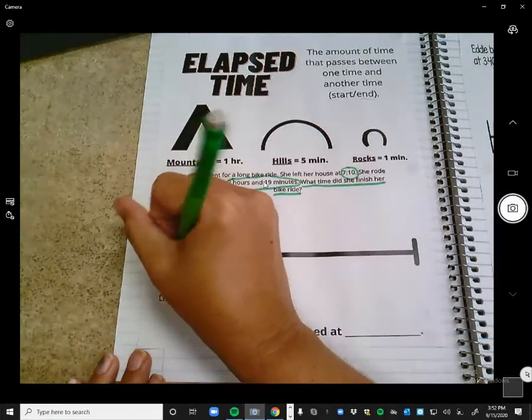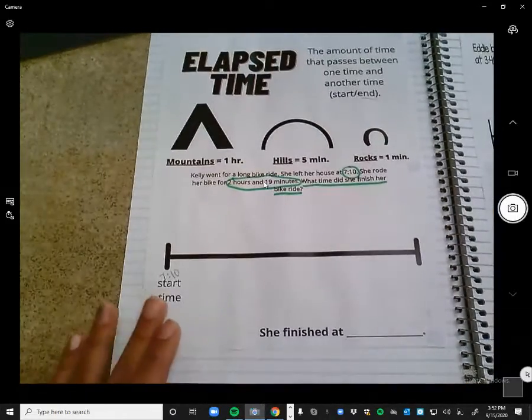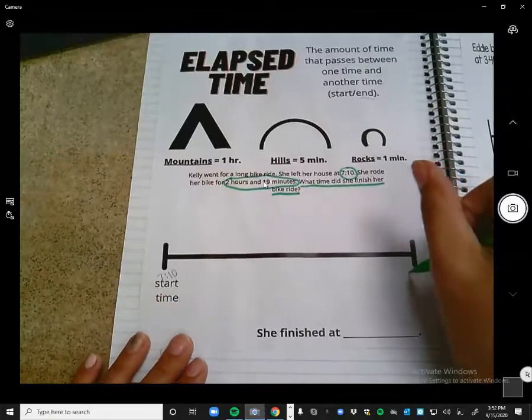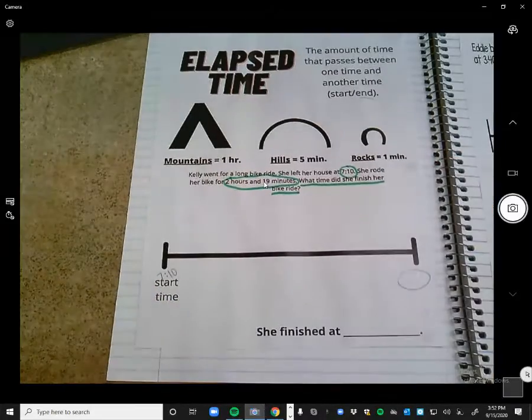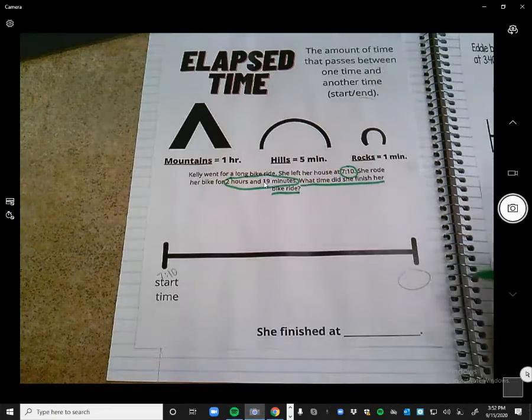10. So I like to write that by the start time. So I know start is over here and end is going to be over here. So I'm going to draw a circle to remind me that I need to find out what time she finished at. So I need that blank for now.